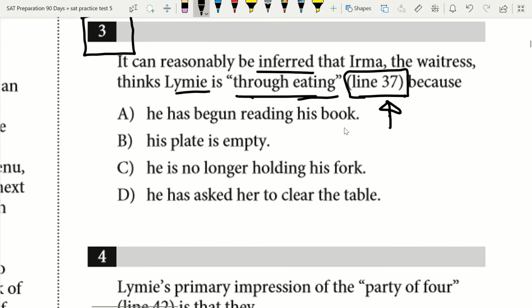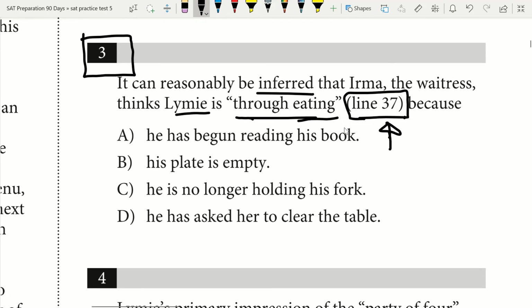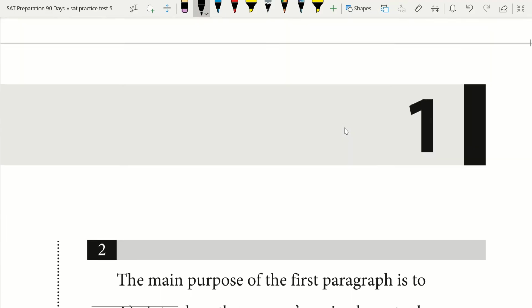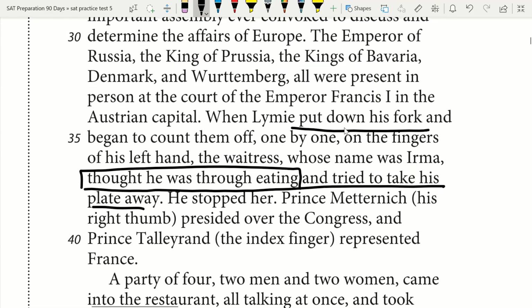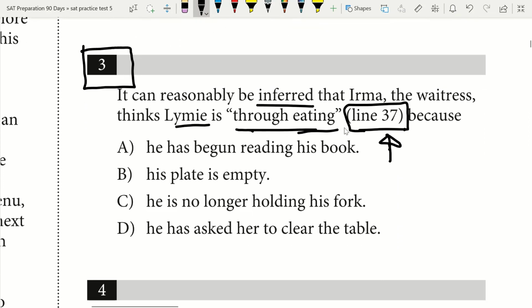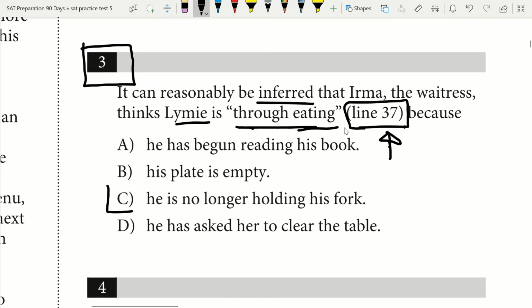Okay, so my question is asking me, why does Irma the waitress think Limey's through eating, basically? Well, we see that the action that causes her to think he's through eating is him putting down his fork, right? That's our textual evidence to give us our answer there. He puts down his fork, and that indicates to the waitress that he must be through eating. All right, so I'm going to go ahead and answer that one. Our correct answer is going to be he's no longer holding his fork.